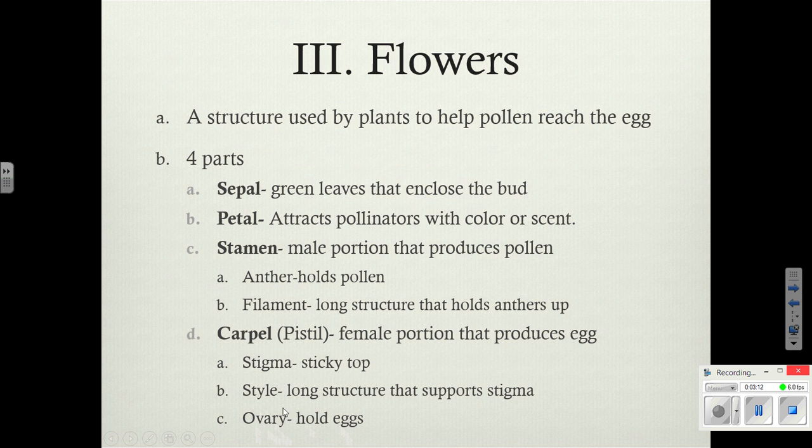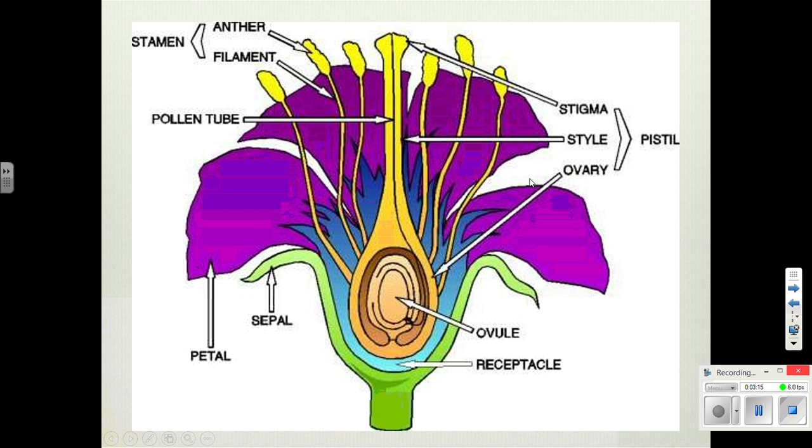We'll take a look at this in an overall picture. Here in the middle is the female structure. Okay, so this is the pistil. Up top we have the sticky stigma. That's where the pollen's going to stick. The style is the tube that leads down here into the ovary, and then your egg, your ovum, would sit right here in the middle of this ovary.